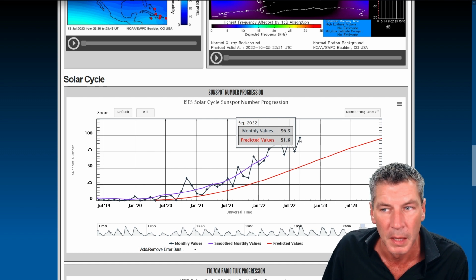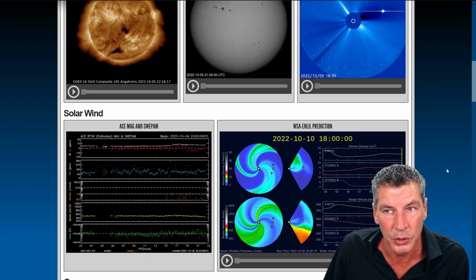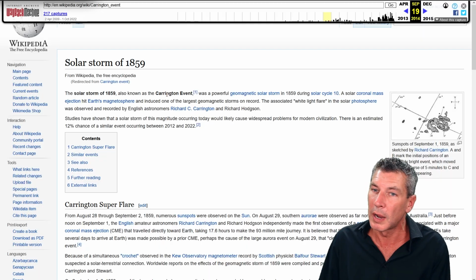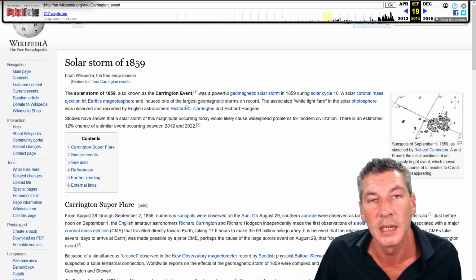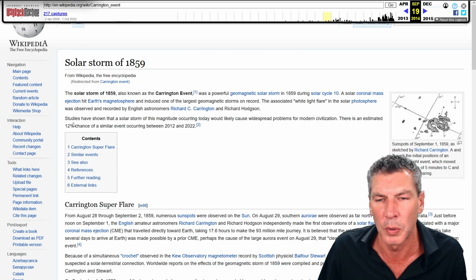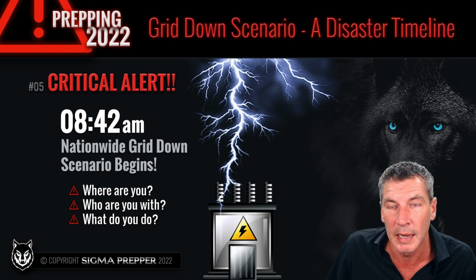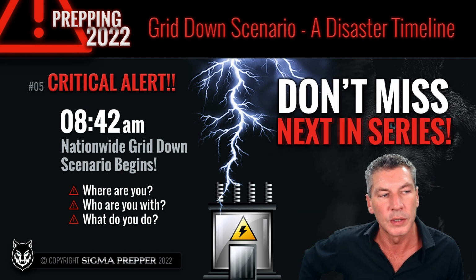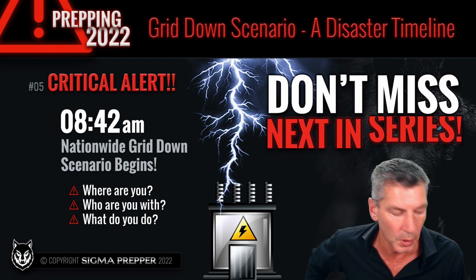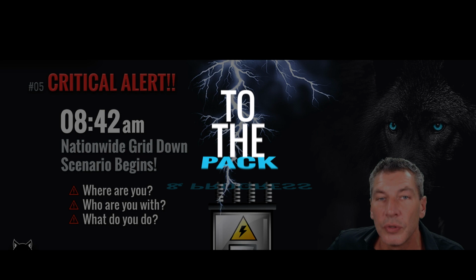Now we're in October. Monthly values 96, predicted values of 51, so we're nearly doubling the number of sunspots all the time. So things are ramping up, right? So having another solar storm Carrington event is definitely more than possible, and a 12% chance is quite significant. And since it hasn't happened, there's a chance that we are overdue. So let's assume this is the case then. You don't know where you're going to be, right? Where are you? Who are you with? What do you do, right?